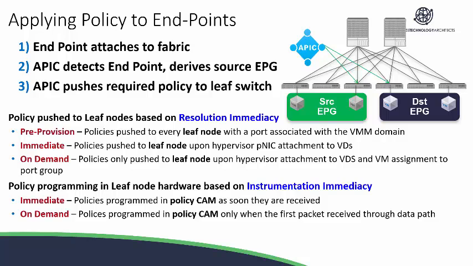If you go under the leaf node hardware and choose immediate, the policies are programmed in the policy CAM table as soon as they're received, or on demand, the policies are programmed in policy CAM only when the first packet is received through the data path. So under instrumentation immediacy, it's deployed immediately to the leaf node itself. Now, if you don't have a lot of EPGs and a lot of contracts and a lot of complexity, you could do that. But understand that your TCAM space is a lot more expensive on a leaf switch than it is as a file system on a physical APIC.